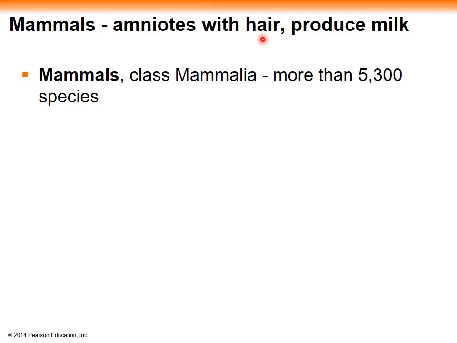Mammals are famous for having hair, although in certain examples of reverse evolution, like the cetaceans, whales, and dolphins, and so forth, they've lost their hair.